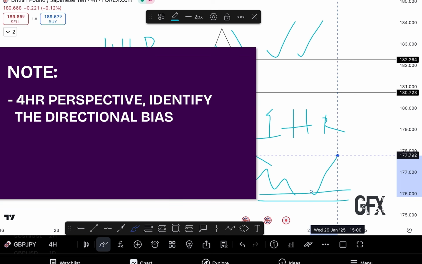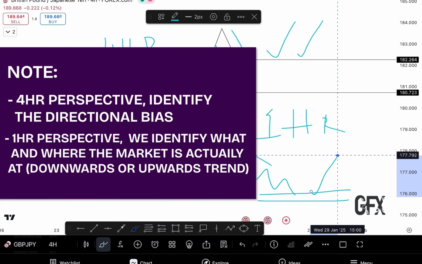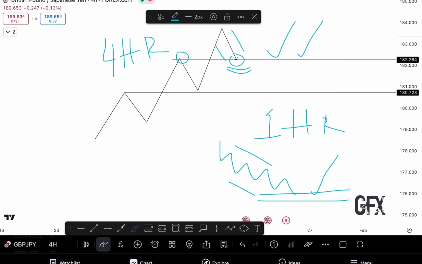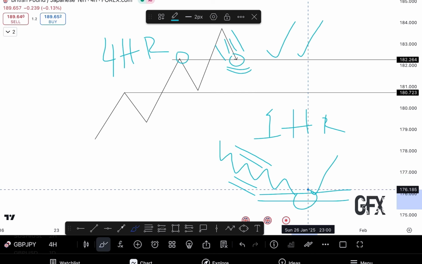Remember, on the 4-hour perspective, we're identifying the directional bias. On the 1-hour perspective, we're identifying what and where is the market actually at. Is it trending down to the region we're expecting to buy off from, or is it going to the region we're expecting to sell off from? That's the second step, which we are looking out for on the 1-hour perspective. So on the 1-hour perspective, this whole move to the downside here is this one to this side here. You understand? So this is the key zone that we're looking to buy off from.